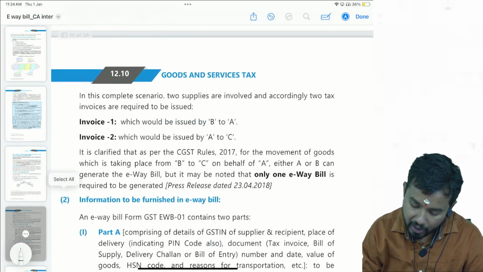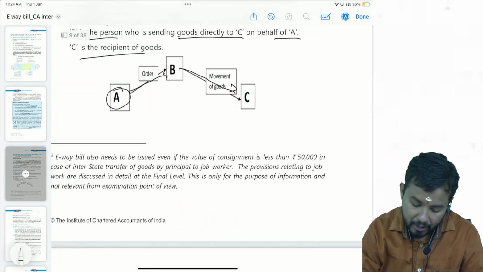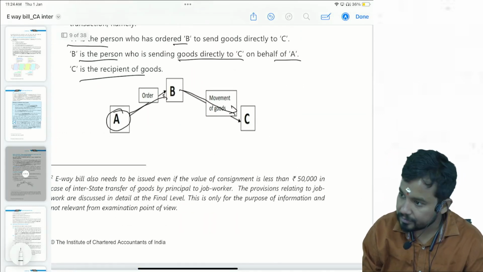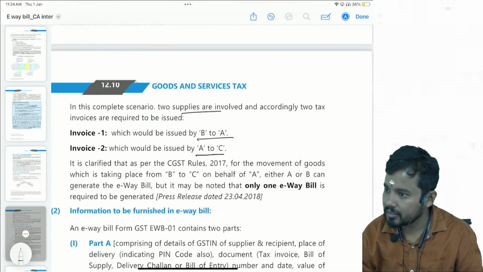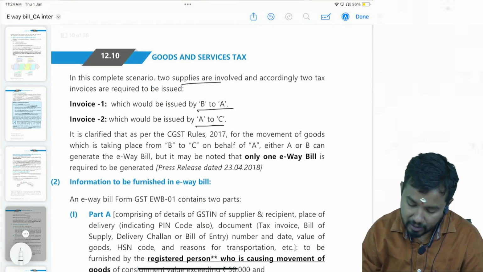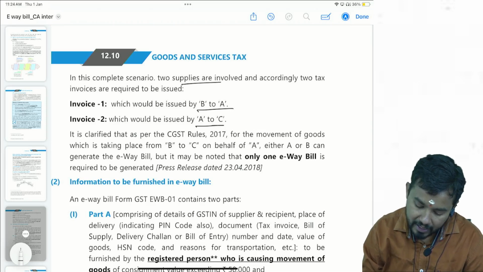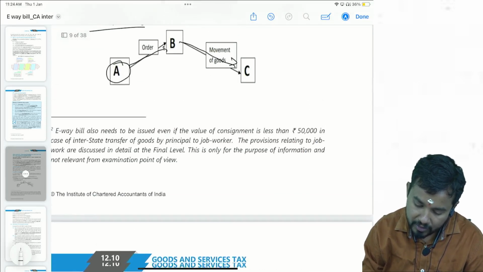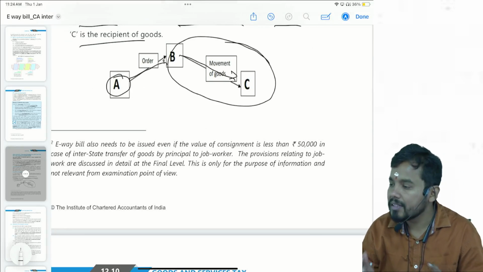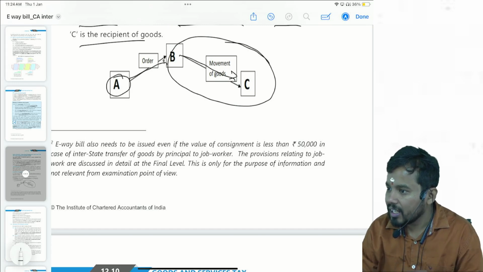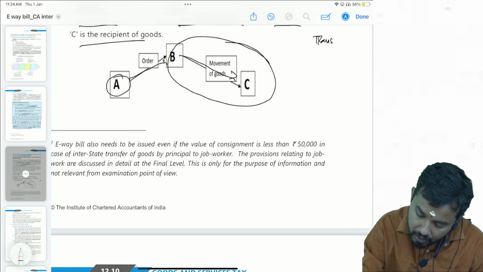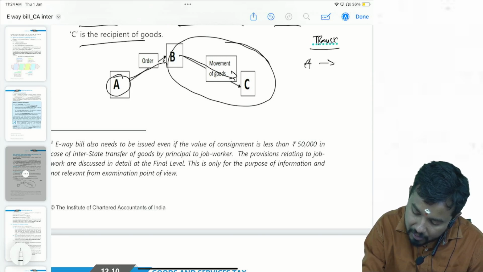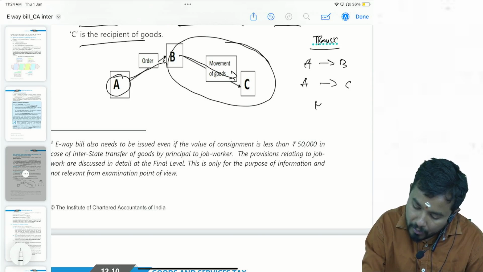In this complete scenario, two supplies are involved. What are the two supplies? Between A and B, and between A and C. A and B is one transaction, and A and C is another transaction. So it is clarified that as per CGST rules, for the movement of goods which is taking place from B to C, there is no transaction happening between B and C. If you observe, the transaction is only between A and B, and A and C. But the movement is happening between B and C.